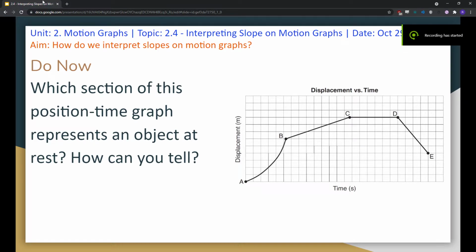All right, let's do lesson 2.4 now. The general question says: which section of this position time graph represents an object at rest, and how can you tell?